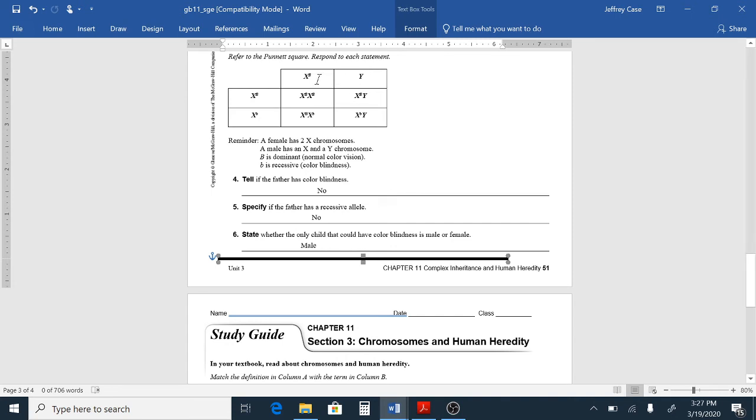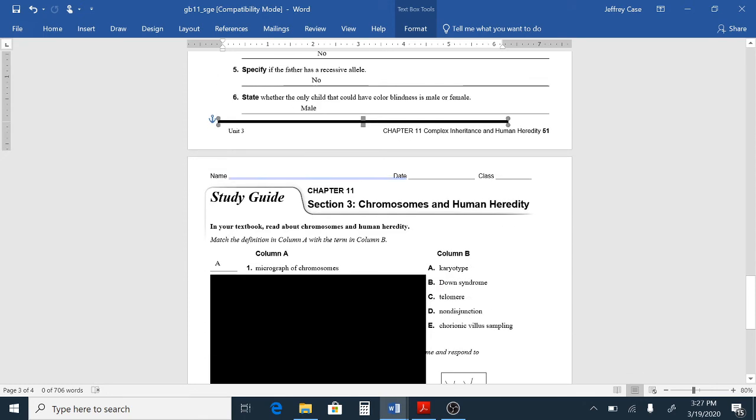State whether the only child that could have color blindness is male or female. The only child that can have color blindness between these two parents is a male, because the father can only give the unaffected X. So therefore, every female that these parents have will be unaffected. However, one of them could be a carrier.